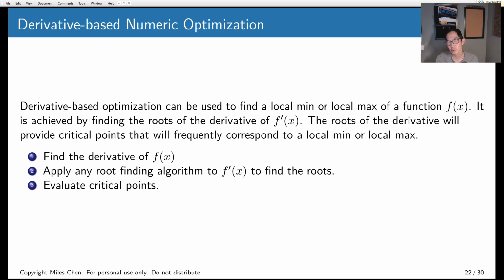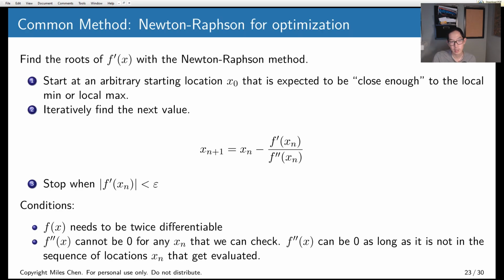So if you find the roots of the derivative, those will correspond to kind of critical points, and you evaluate those critical points, and those will either correspond to a local min, local max, maybe a saddle point, but that's what we'll do. So we calculate the derivative, and then we apply a root finding method to find where that derivative is equal to 0, and those will correspond to either a local min, local max, or something else, okay?